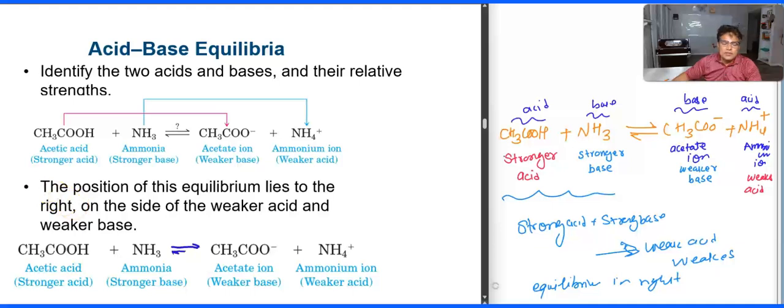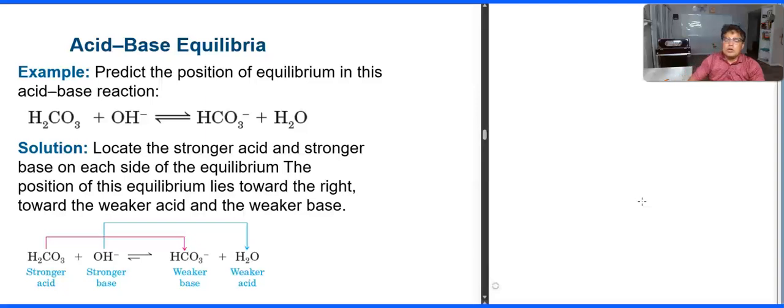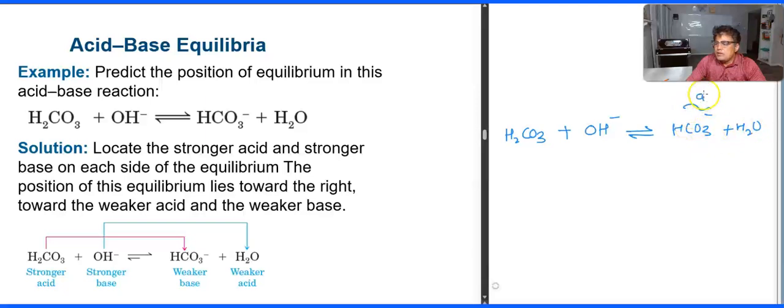So in this case, let's go further. Again, now predict the position of the equilibrium. Again same here, to find the position of the equilibrium we have to locate the stronger. H2CO3 plus OH minus gives HCO3 minus plus H2O. This is the base, because it has a minus charge. This is also a base. This means it is acid. This means acid. So now let's see the chart again.